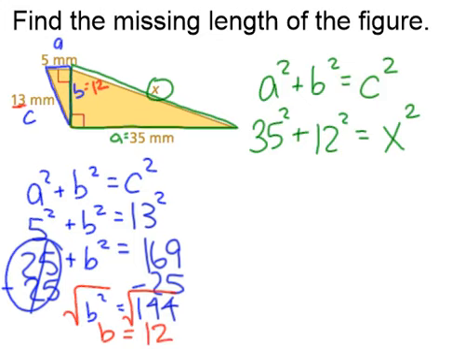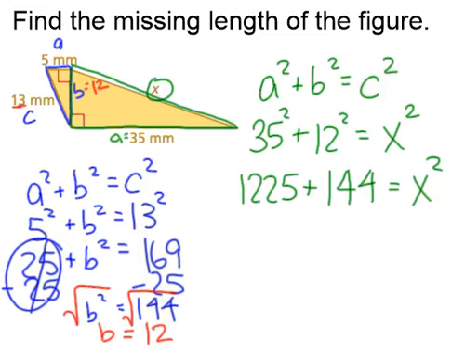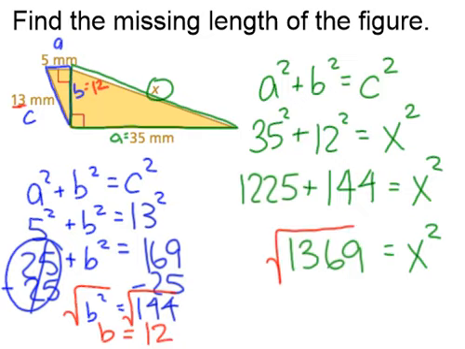All right, so 35 squared is 1,225. 12 squared is 144. That added together equals x squared. When you combine those, you get 1,369. And then we'll do the square root of both sides. Square root of x squared is x. Square root of 1,369 is 37.